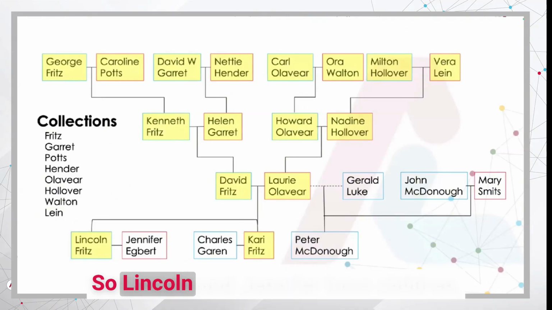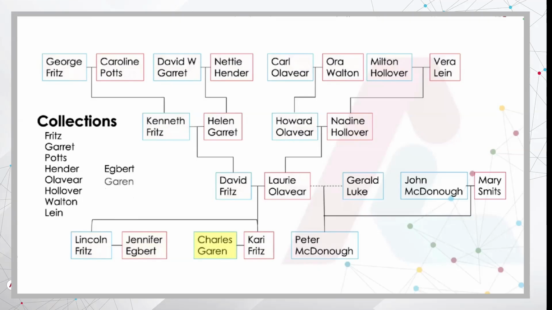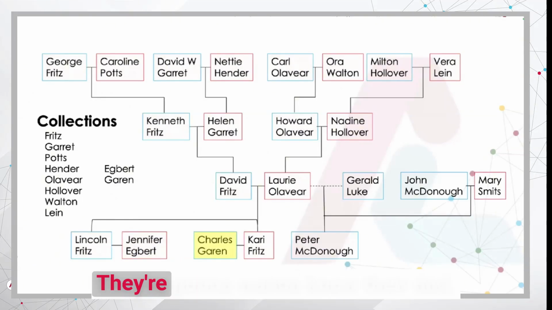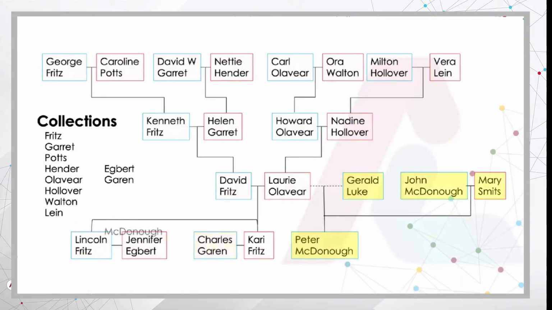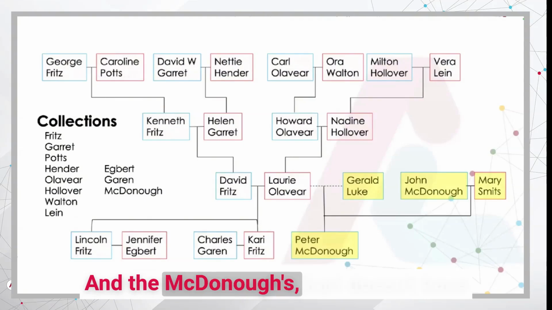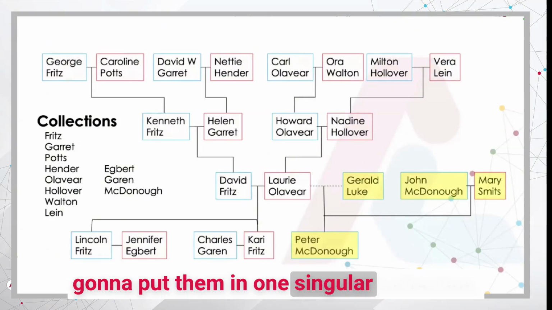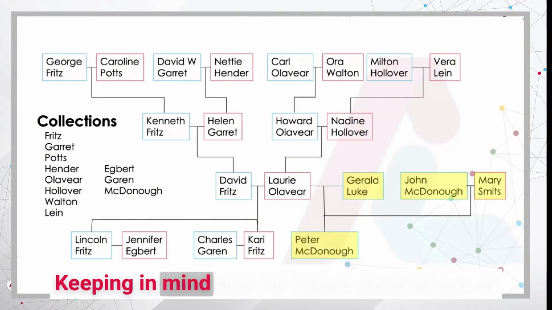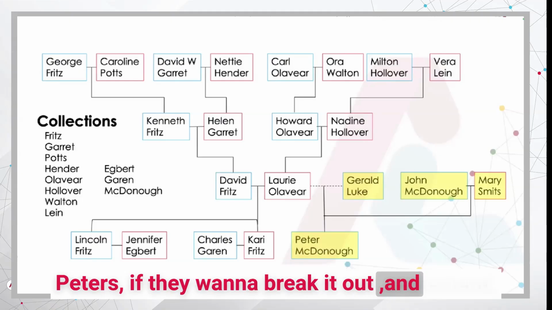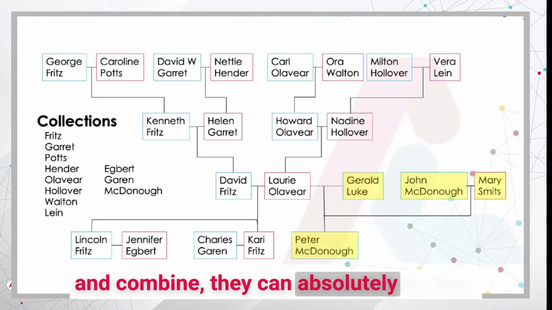So Lincoln and Jennifer have children. They're going to want to know their mom. Carrie and Charles have children. They're going to want to know their dad. And the McDonoughs, Carrie doesn't have a lot of information about them. So we're going to put them in one singular collection, keeping in mind that for future generations of Peters, if they want to break it out and extend and combine, they can absolutely do that.